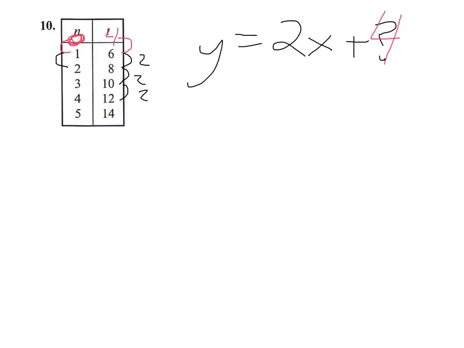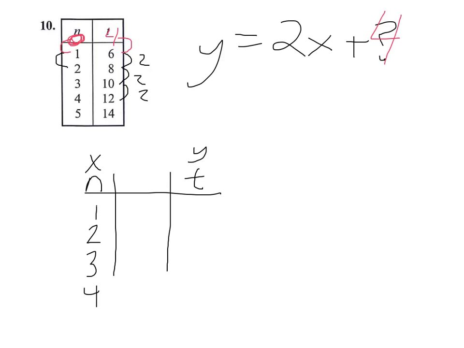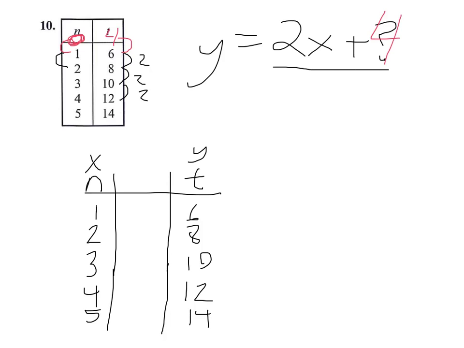So the way the book does it is they say, all right, let's take this table and just expand it a little bit. So we have our n, which represents our x, or our input. We have our t, which stands for our y, or our output. And they go, okay, so we've got 1, 2, 3, 4, 5. And we know our output is 6, 8, 10, 12, and 14. And they say, well, we know that we're going up by 2 each time. We know our slope is 2. We know our formula is 2x plus something.